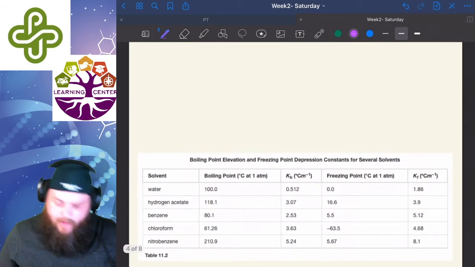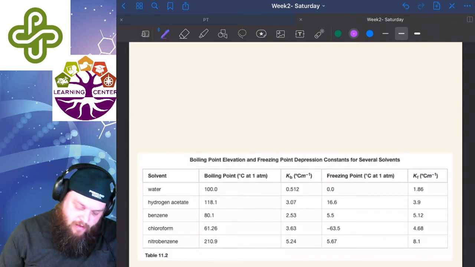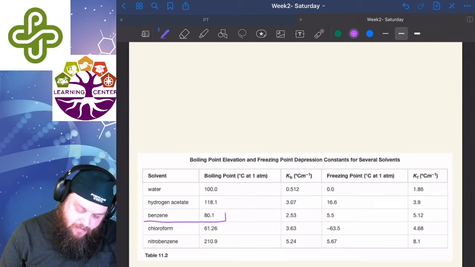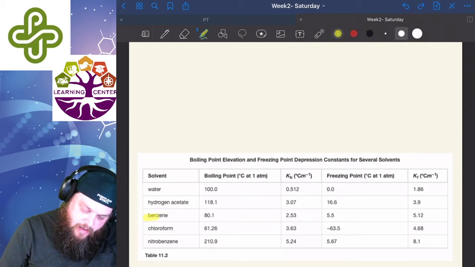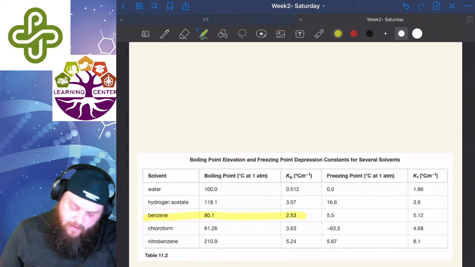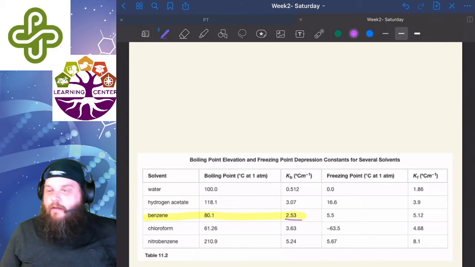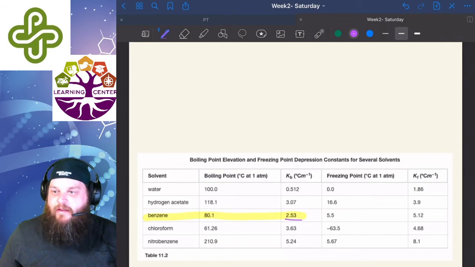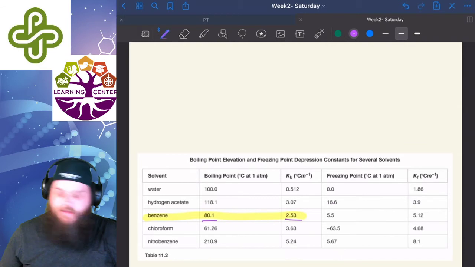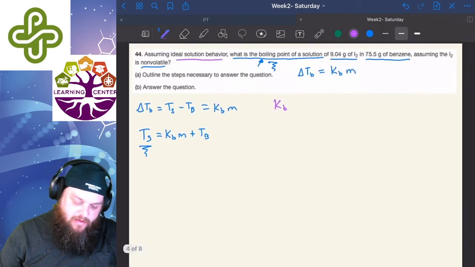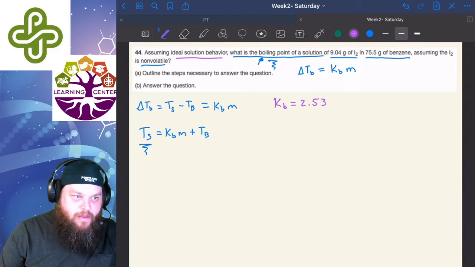So I have a little table here from the textbook. This is table 11.2 out of chapter 11. And we can see benzene down here. Let me just highlight. There we go. And we can see its constant is 2.53. And its boiling point is 80.1, which is much less than water. I don't know why that's relevant, but it is. So that's 2.53 for that.